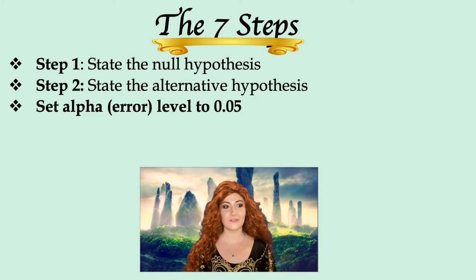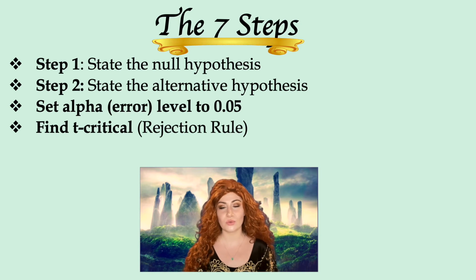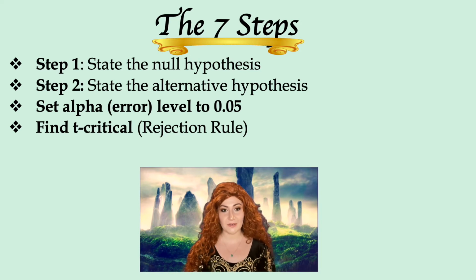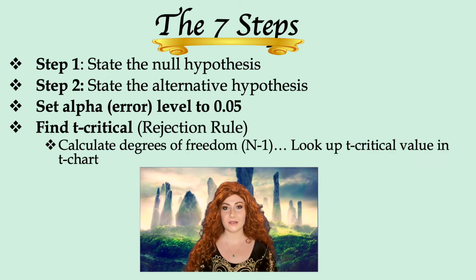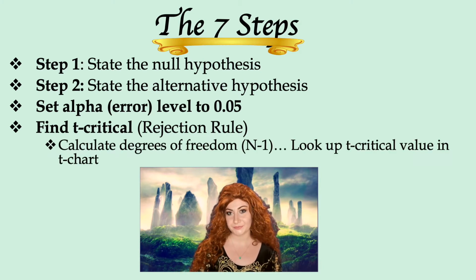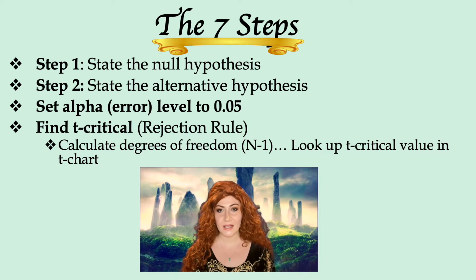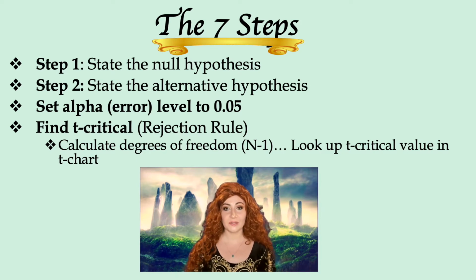Step 4 is to find the t-critical value, aka set your rejection rule. When we say rejection rule, we are referring to that comparison of t-computed and t-critical. So step 4 is essentially going to that t-table and identifying what your critical t-value is. And the way that we do that is by calculating degrees of freedom, so n-1. Based on that degrees of freedom, we go to our chart and we look up the value that corresponds with that particular degree of freedom value. Once you identify this value, it is the value that you are going to use to compare to the t-computed value that we are going to calculate.